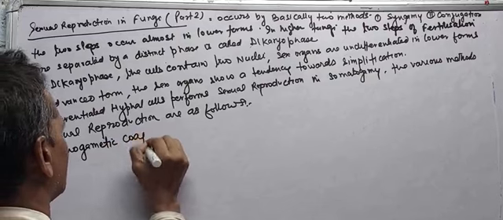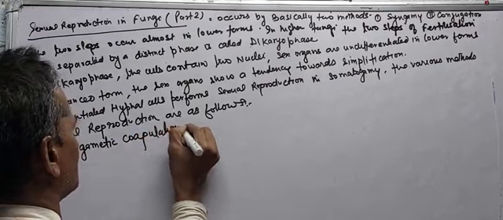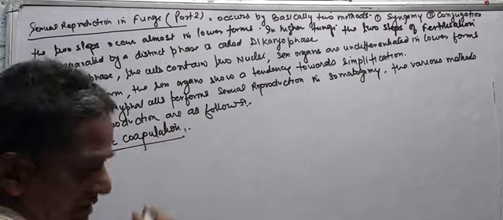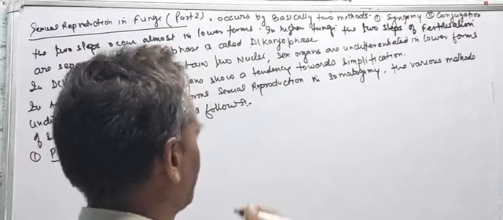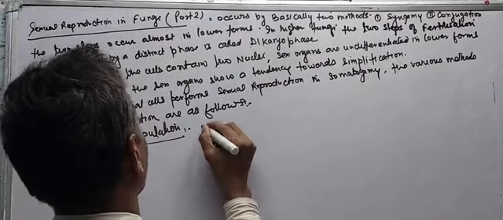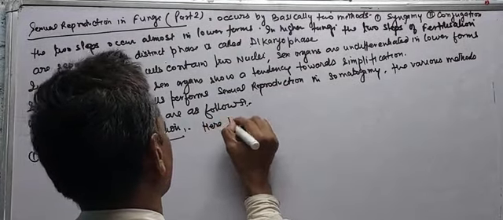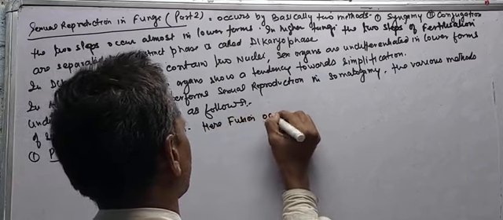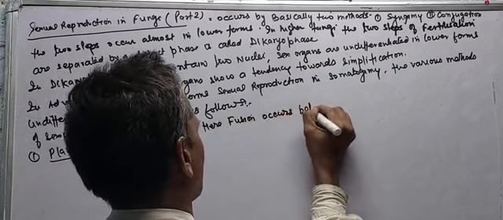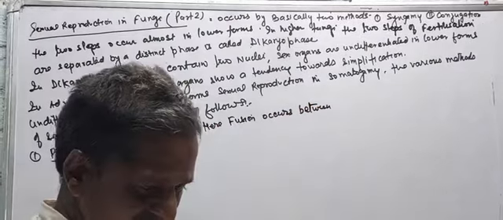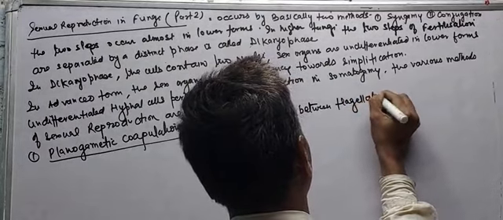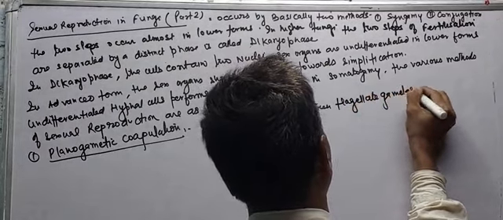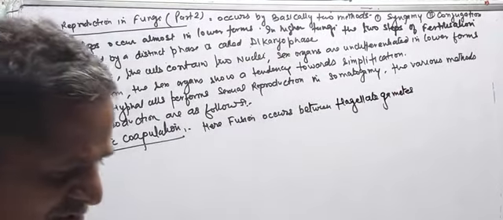Planogametic copulation. Here fusion occurs between flagellate gametes.